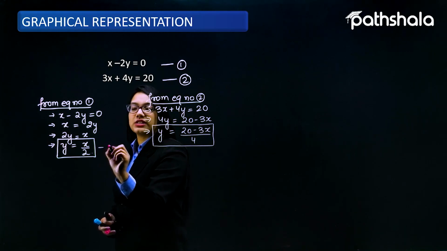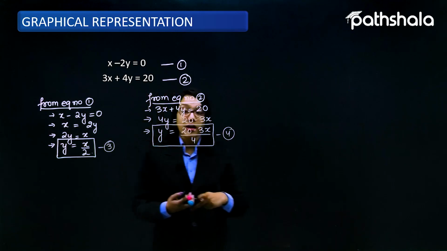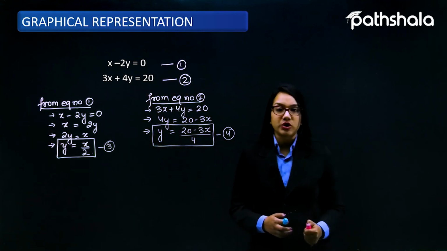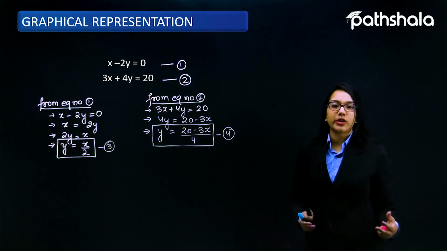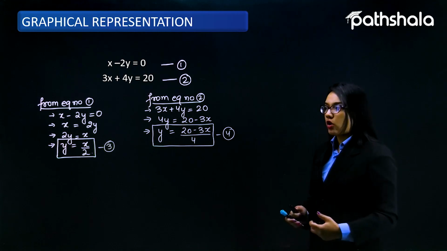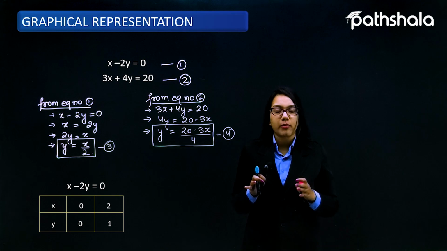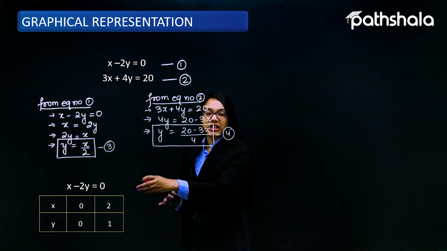Let us suppose I'm calling this equation 3 and this equation 4. Now we just want to find the solutions for the 3rd equation and for the 4th equation. Let us first talk about the solution of the 3rd equation, x minus 2y is equal to 0. I'm just taking two coordinates.